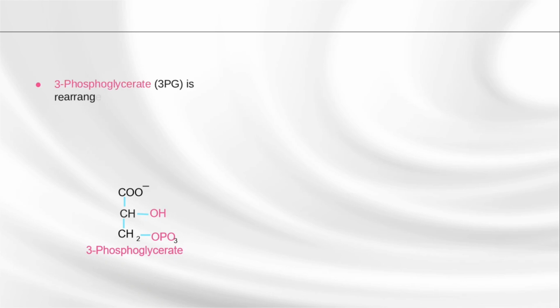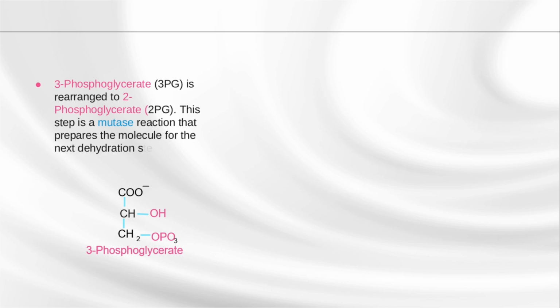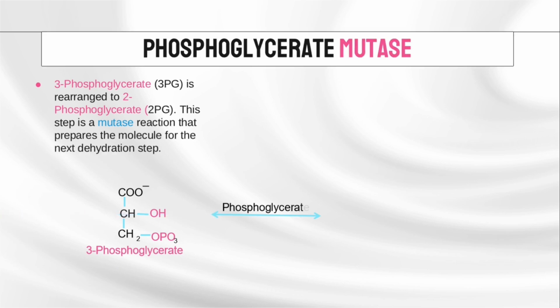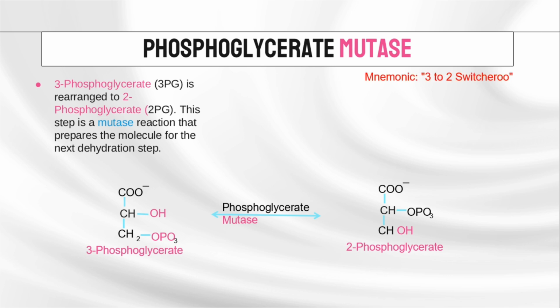Step 7. 1,3-bisphosphoglycerate, 1,3-BPG, to 3-phosphoglycerate, 3-PG. Phosphoglycerate kinase is up next, transferring a phosphate from 1,3-BPG to ADP, producing ATP and forming 3-phosphoglycerate, 3-PG. This is one of glycolysis' big ATP-producing moments. Mnemonic: 3-PG gains ATP.